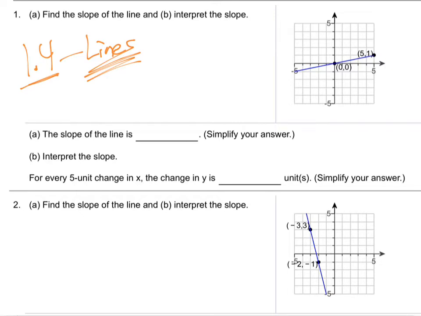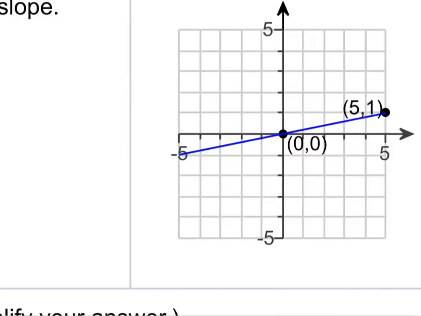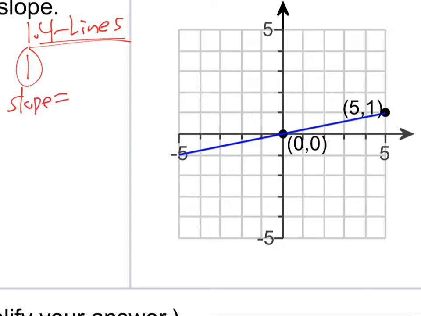They're giving us a line right there, and they're asking us to find the slope of that line. How do we find the slope? Do you remember how to find the slope of lines? Anybody remember? What is slope? Rise over run. Good. Slope is rise over run. This is question number 1. This might help to look at this bigger picture of it.